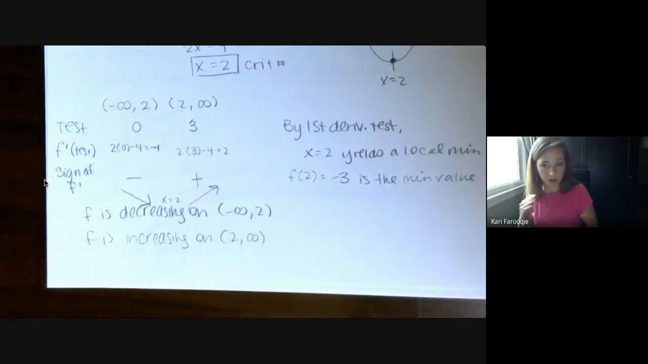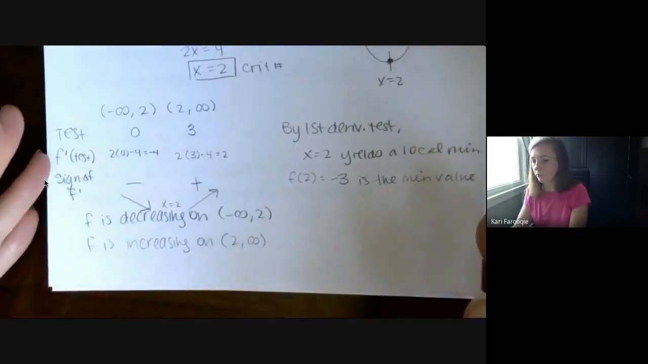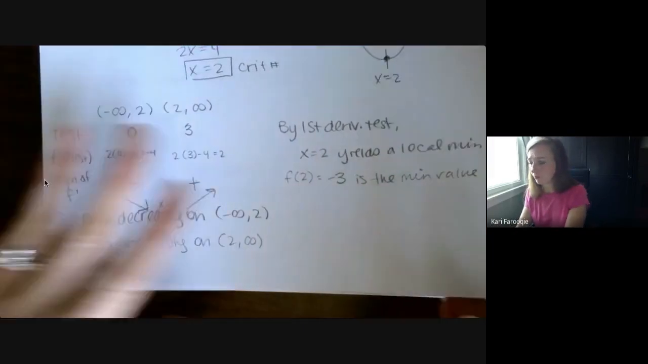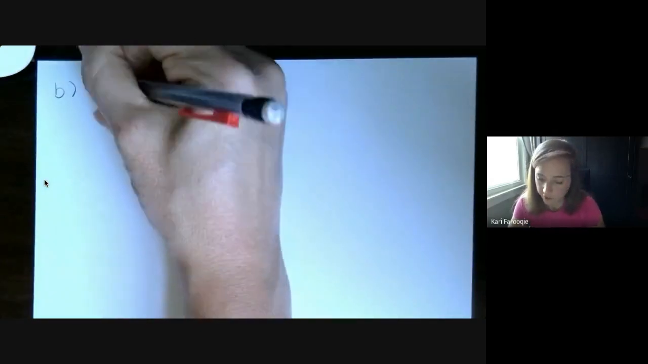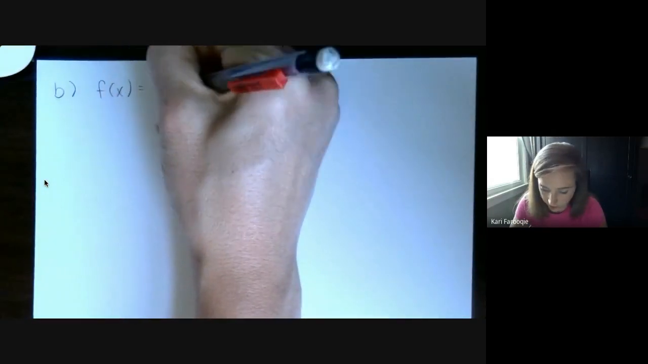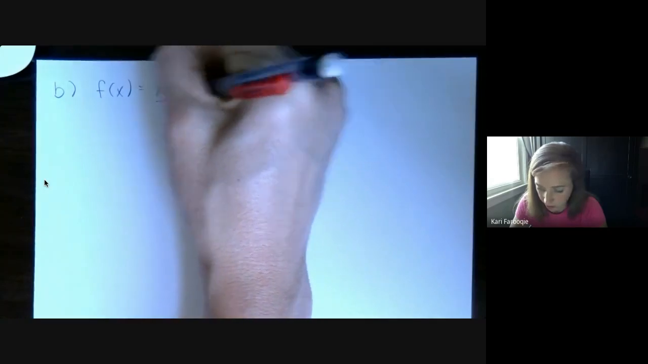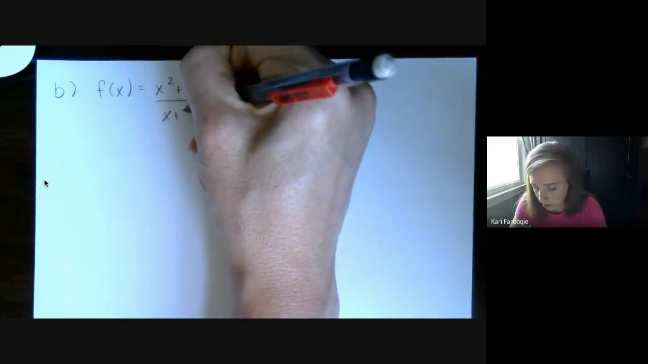I'm going to give you B and C, and then we're going to stop. It's true. B is a rational function. F of x is x squared plus 3 divided by x plus 3.